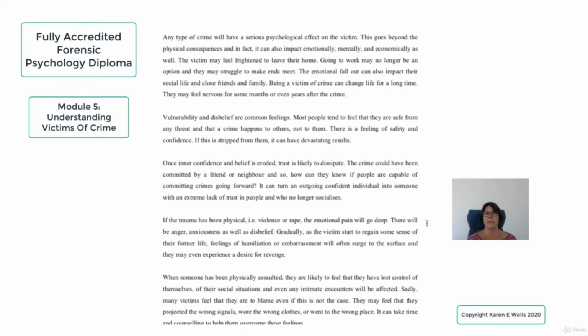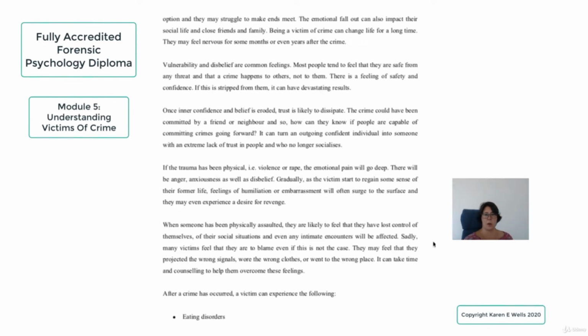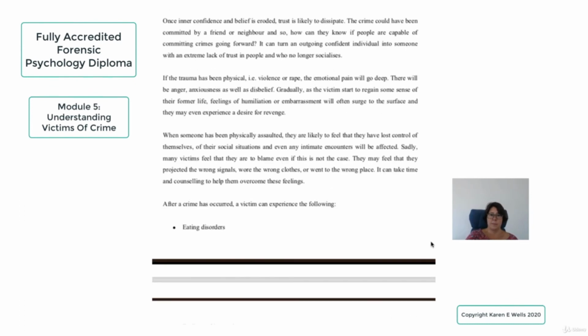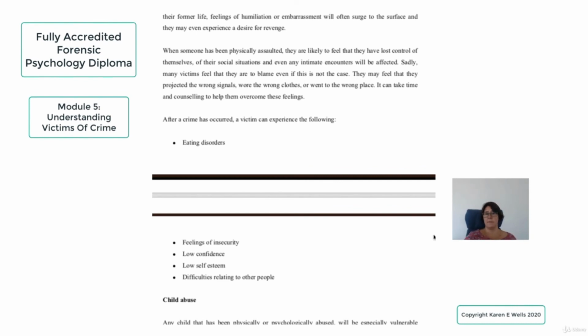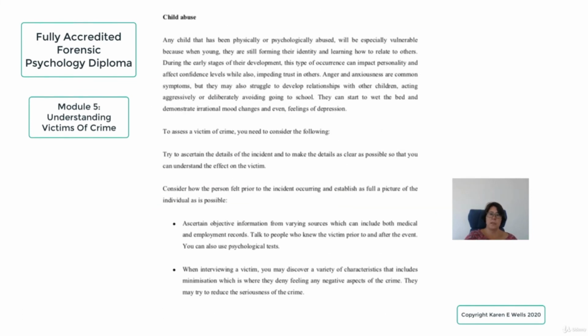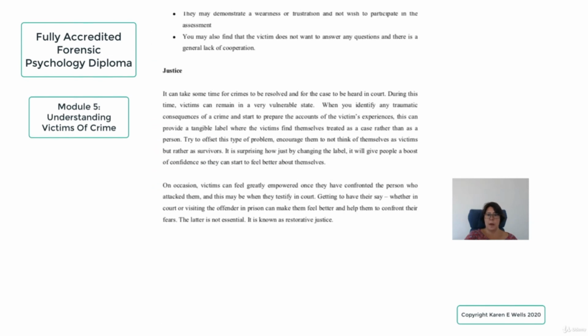And of course, vulnerability, disbelief are a common feeling. So most people tend to feel that they're safe from any threat and that a crime happens to other people, not to them. It's a feeling of safety and confidence. And if that's stripped from them, it can have absolutely devastating results. So inner confidence, belief is taken away, trust is likely to dissipate. So after a crime's occurred, some victims can experience eating disorders, feeling of insecurity, low confidence, low self-esteem, difficulties relating to other people. Now, we've put some information there about child abuse too, and about justice.